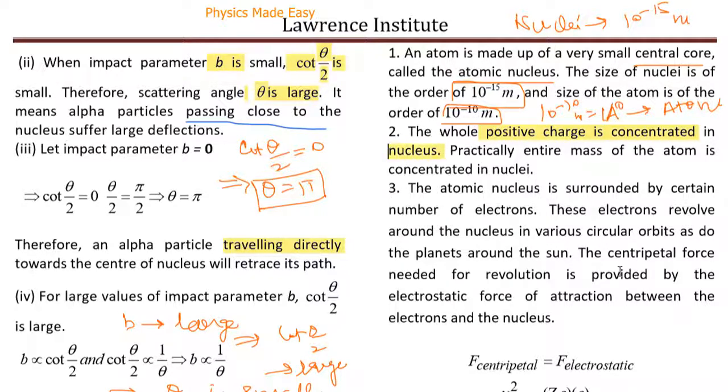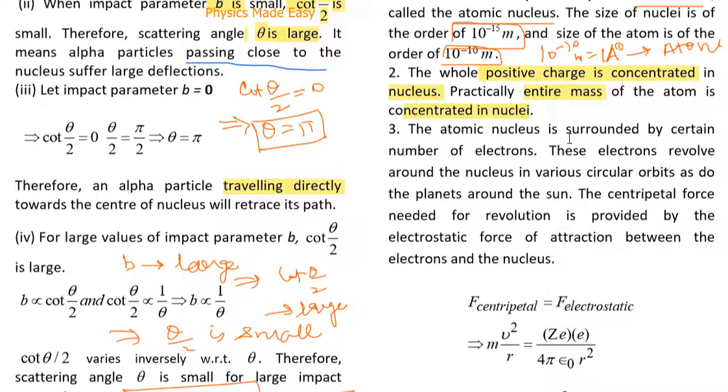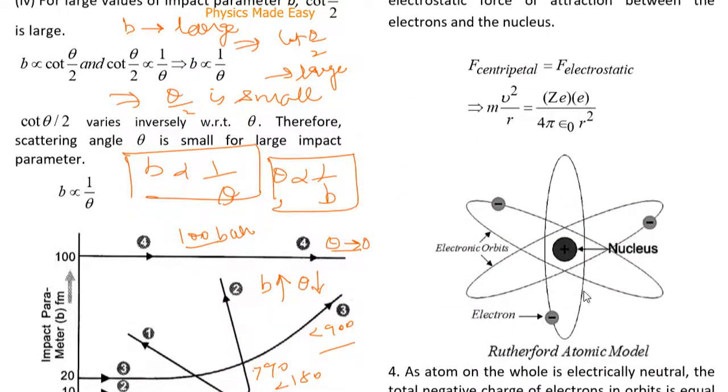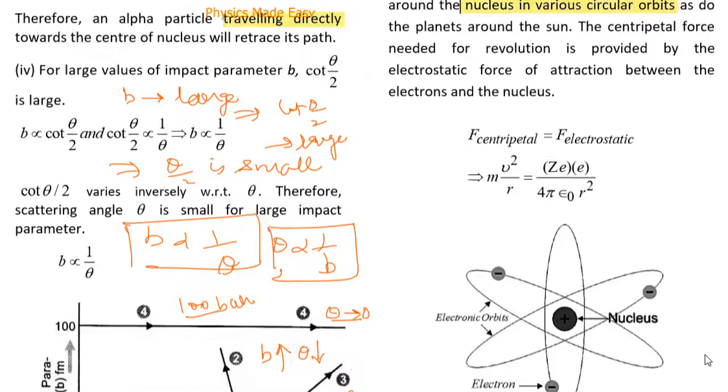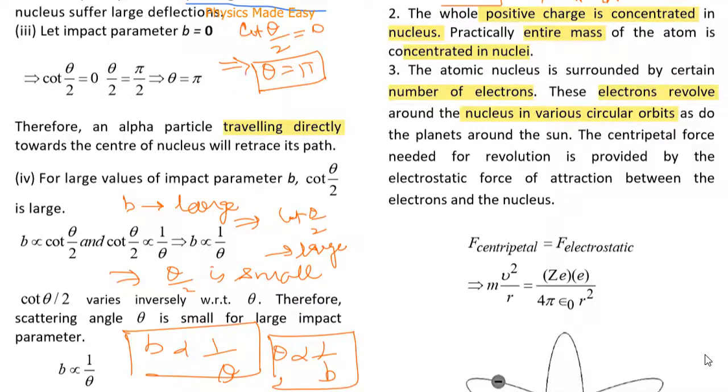Now, Rutherford, on the basis of his experiment, said that the whole of the positive charge is concentrated on the nucleus, that is the central part. The entire mass of the atom is concentrated at the nucleus. The atomic nucleus is surrounded by a certain number of electrons. These electrons revolve around the nucleus in various circular orbits, as do the planets around the sun. This is what we say is the Rutherford model.